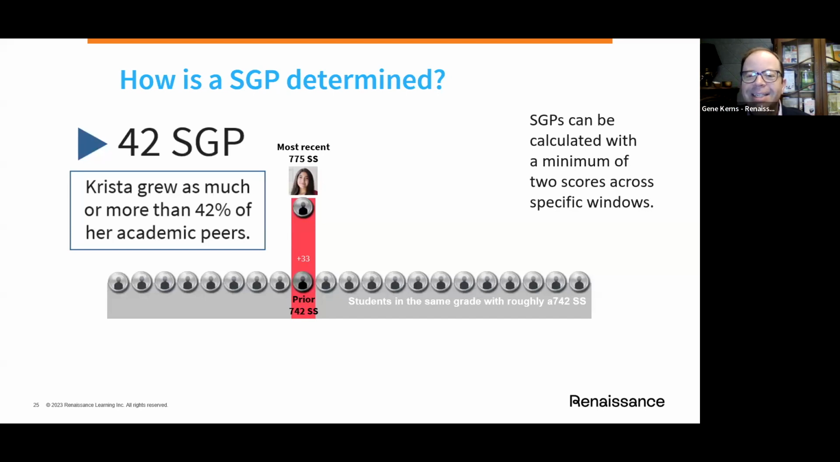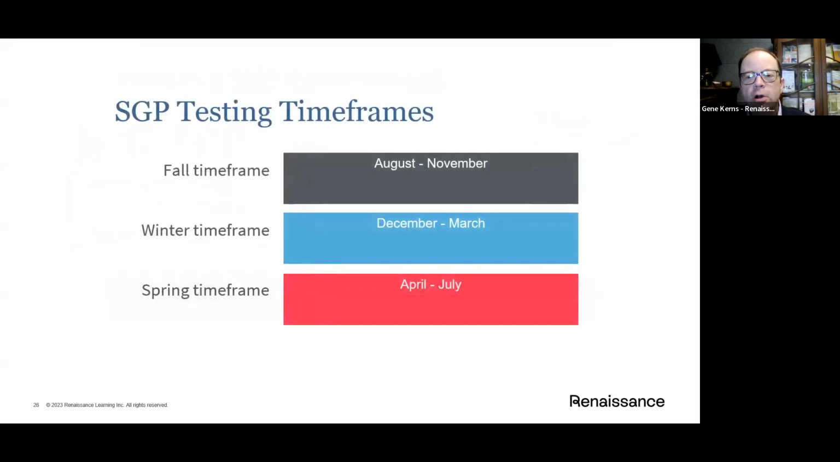Now, as I said, it takes at least two scores. That makes sense. You can't say anything about growth unless you have at least two scores. These are the windows. To calculate SGPs, any score that occurs from the 1st of August to the last day of November becomes your fall. Any score that occurs between the 1st of December and the 30th of March becomes your winter. And any score that takes place between April 1st, which we are beyond, and July 30th will become your spring score or a possible spring score. So any kids that are now testing in your school, anybody that's taking a test now, I mean, what are we, the 16th of April?